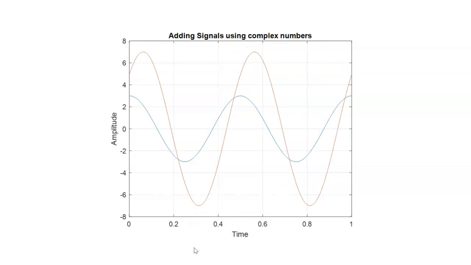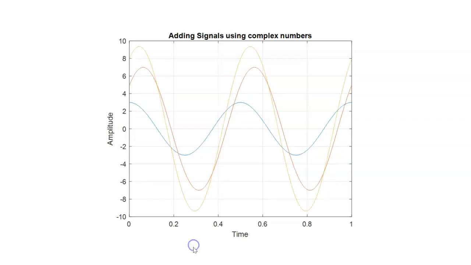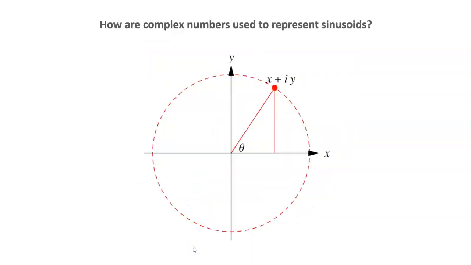Now, complex numbers can also be used to represent sinusoids. Mind you, this can only be done if the frequencies are the same. So if we add these two sinusoids together, it would look like this one, the one in yellow. But how are complex numbers used to represent sinusoids?